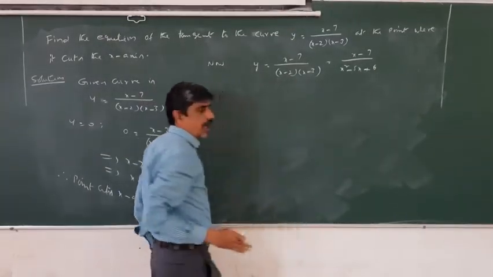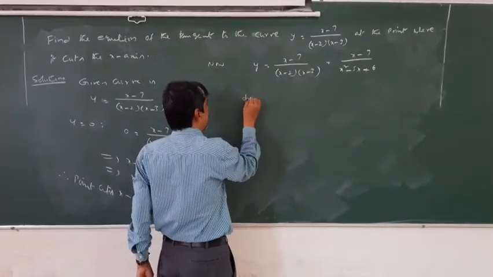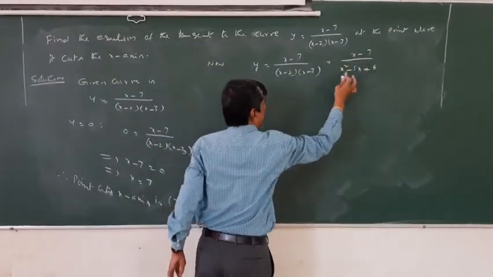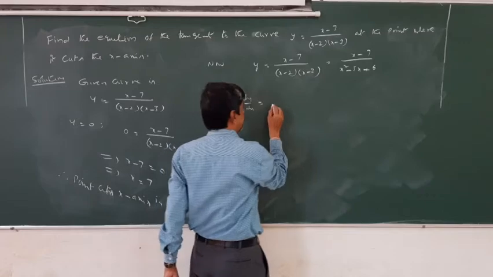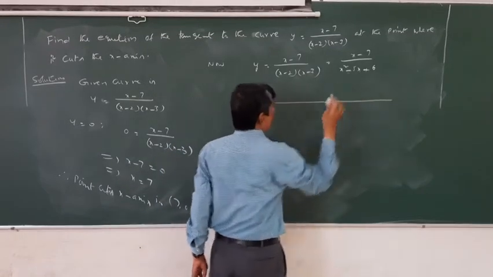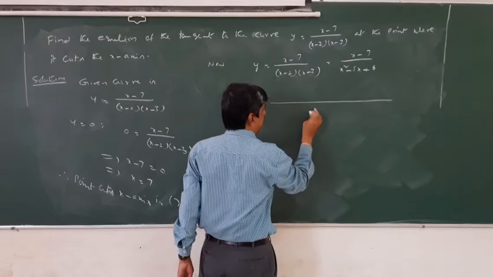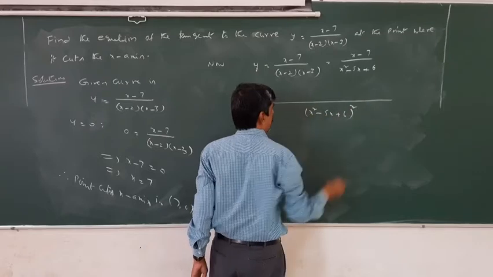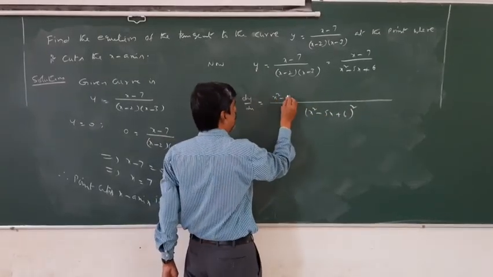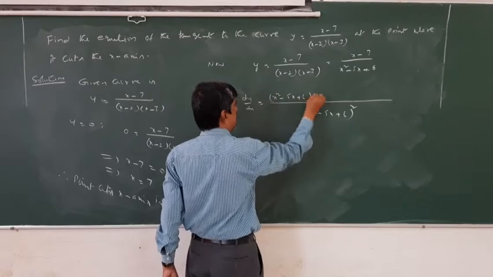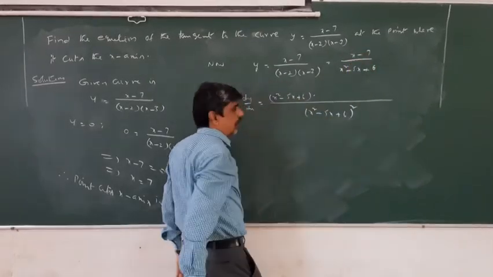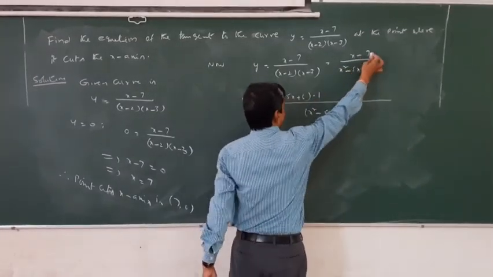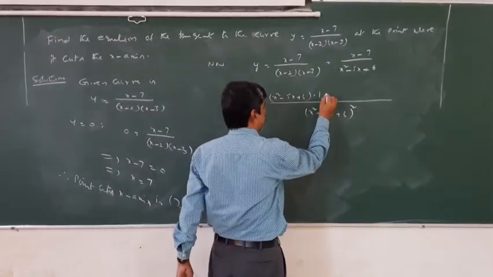Differentiate with respect to x on both sides. Then dy/dx = d/dx of (x - 7) / (x square - 5x + 6). For d/dx of u/v, the denominator squared is v square, so (x square - 5x + 6) whole square. Then the denominator (x square - 5x + 6) into the derivative of the numerator. The derivative of numerator: d/dx of x is 1, minus d/dx of 7 is 0, so 1 minus 0 is 1.